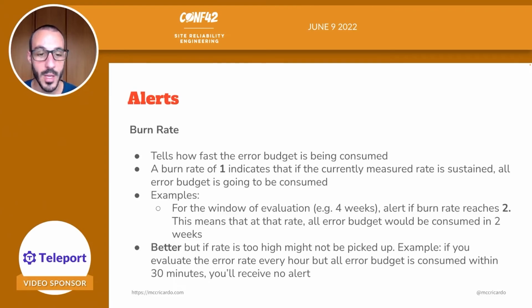This is also better, but this has one slight issue, which is that if the burn rate is too high, it might not be picked up. For example, if we evaluate the burn rate every hour, but the error budget is all consumed within 30 minutes, we would receive no alert.